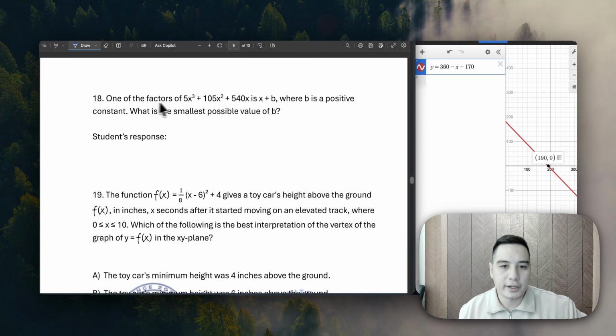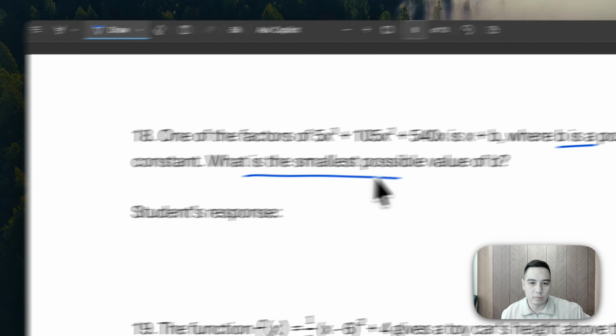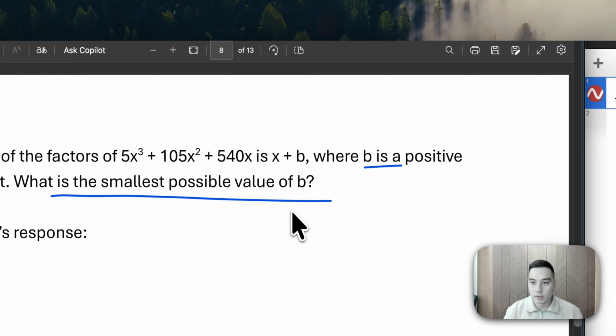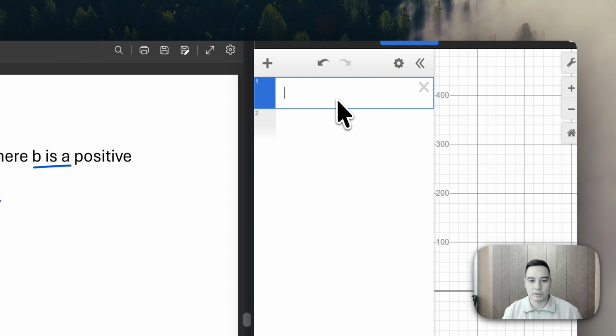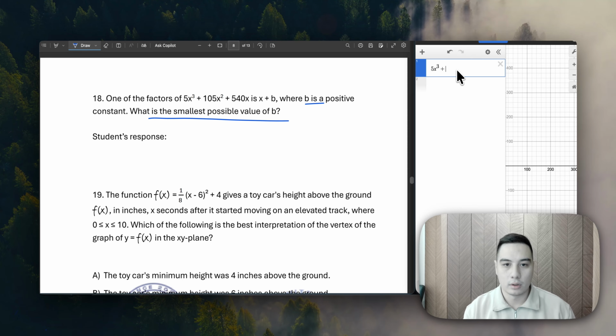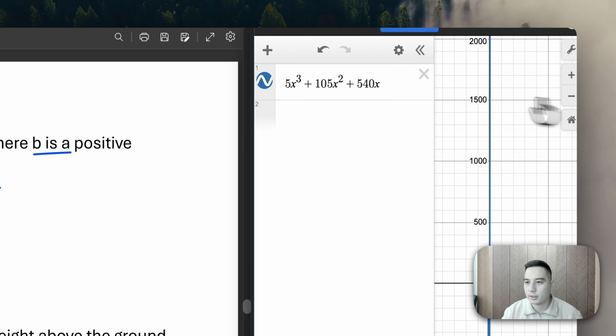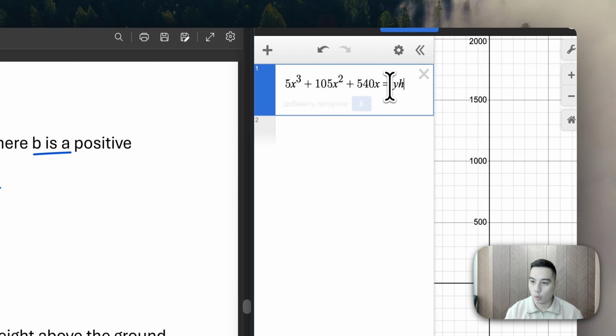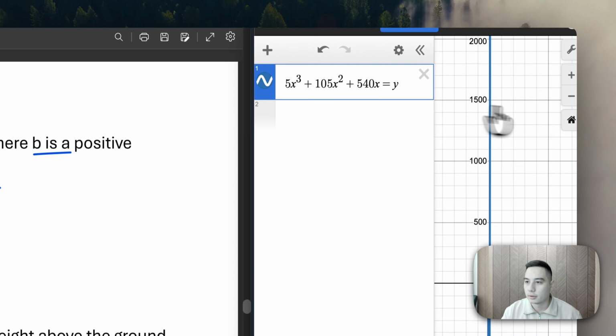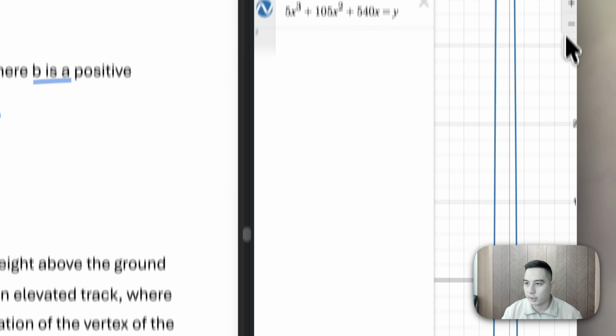One of the factors of the given polynomial is x plus b, where b is a positive constant. What is the smallest possible value of b? Okay, we can solve it with Desmos. Just graph the function, like 5x cubed plus 105x squared plus 540x, and you will get the precise answer. Let's get the function. So let's see the answers.